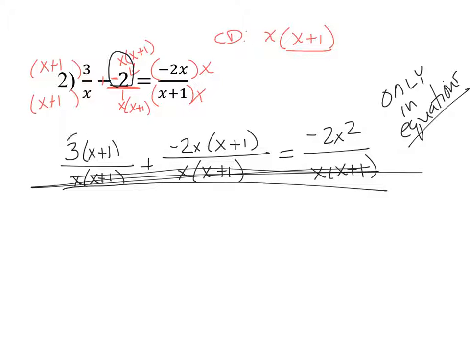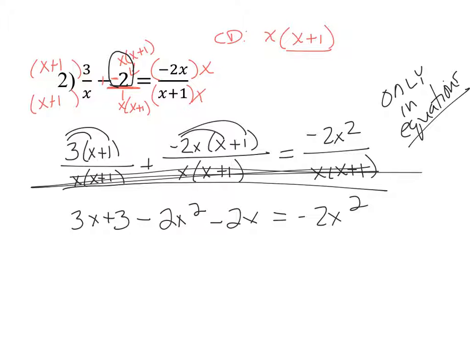So now I'm left with the top. I'm going to distribute in as I go. So 3x plus 3. Now I'm going to distribute that -2. So it's -2x squared minus 2x equals -2x squared. Well, this is handy. I'm solving this guy. These are exactly the same here. Those go away. Combine my like terms. I'm left with x plus 3 equals 0.